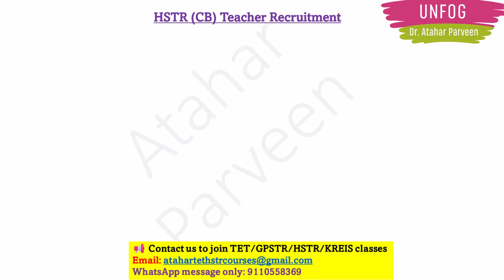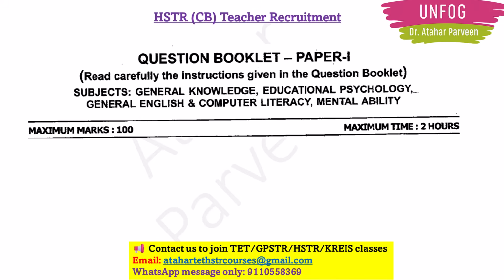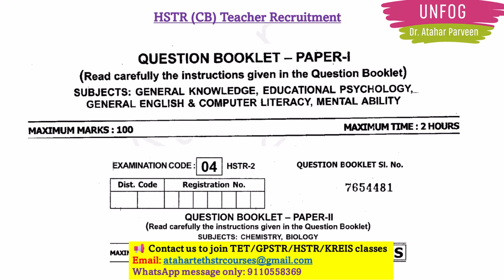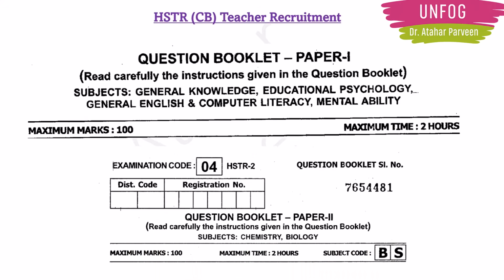In paper 1 the syllabus will be from general knowledge, educational psychology, general English, computer literacy, and of course mental ability. This exam will be for 2 hours and maximum 100 marks. In paper 2, if you are a CB method aspirant, then you will have the specific subjects chemistry and biology. If you are a PM method aspirant, then it will be physics and mathematics. There will be no negative marking, and all questions will be objective type multiple choice questions.